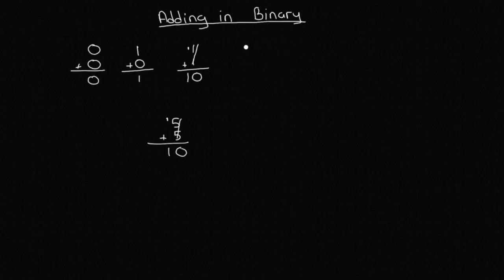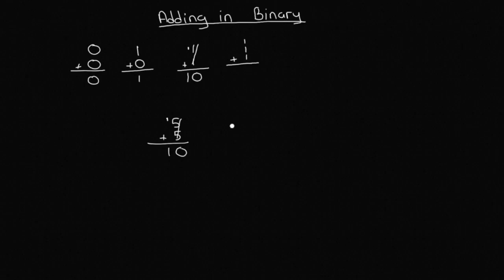Now, what if we want to add more than 2? What if we had like 3 or 5? How exactly does that work? If we have 1, and we want to add another 1, and another 1, this would be equivalent to 3 in decimal. If we jump into a decimal example first, it might make a little bit more sense.